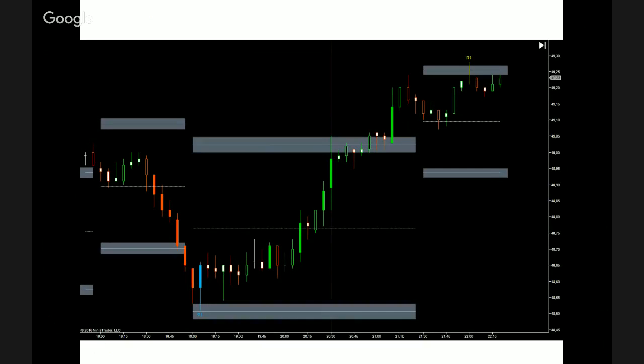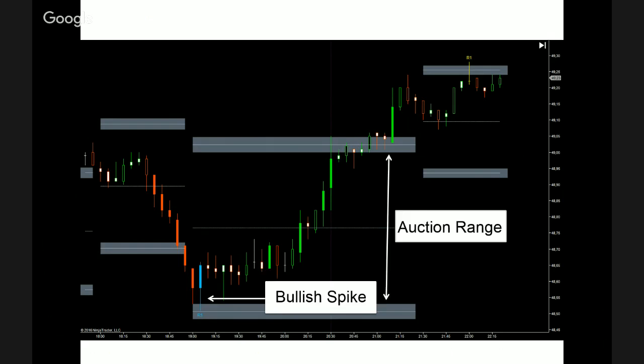So here we see a bullish spike form at the lower edge of a higher time frame range. That's what these horizontal lines are here. This is the lower, and this is the upper range of a secondary bar series. The primary bar series here is a 5-minute chart of the crude oil contract, and the higher time frame range is created using a 60-minute time series. So that is what we call the auction range.